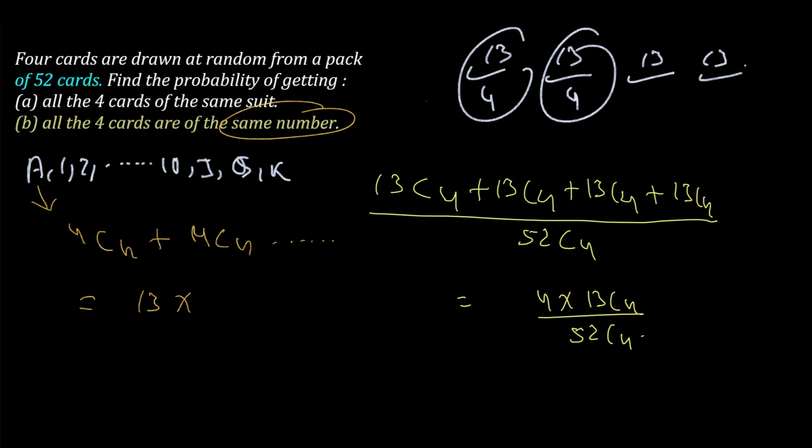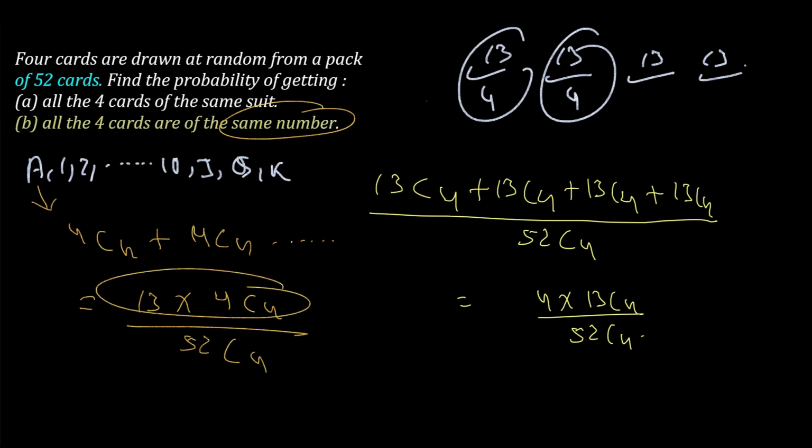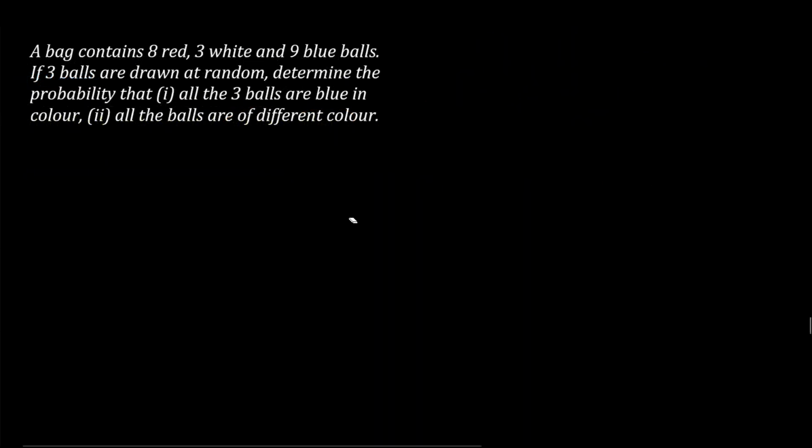So 13 multiplied by 4C4, and the total number of ways of taking out cards is the same, that is 52C4. So this is the favorable and this is the total. So this is how we can calculate the probability that all 4 cards are of the same number.